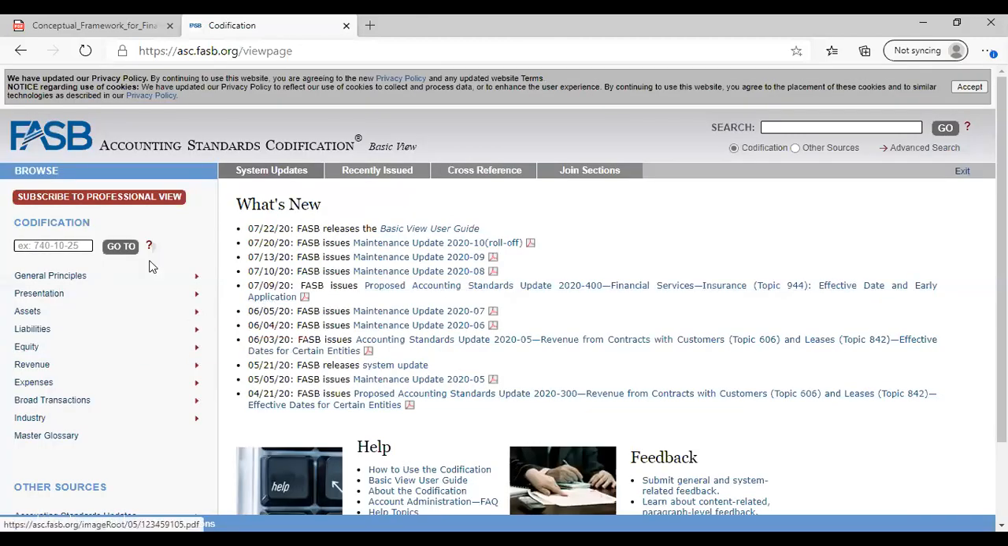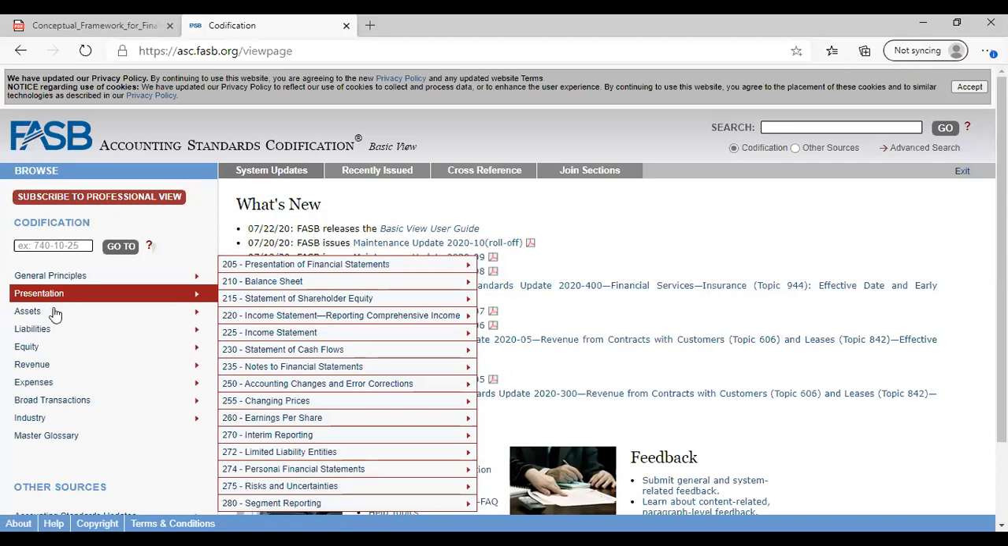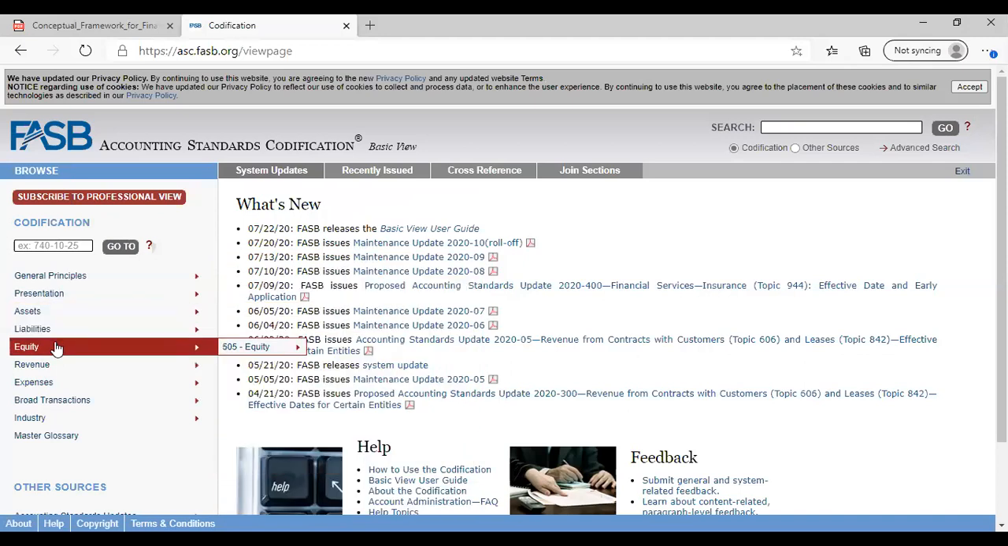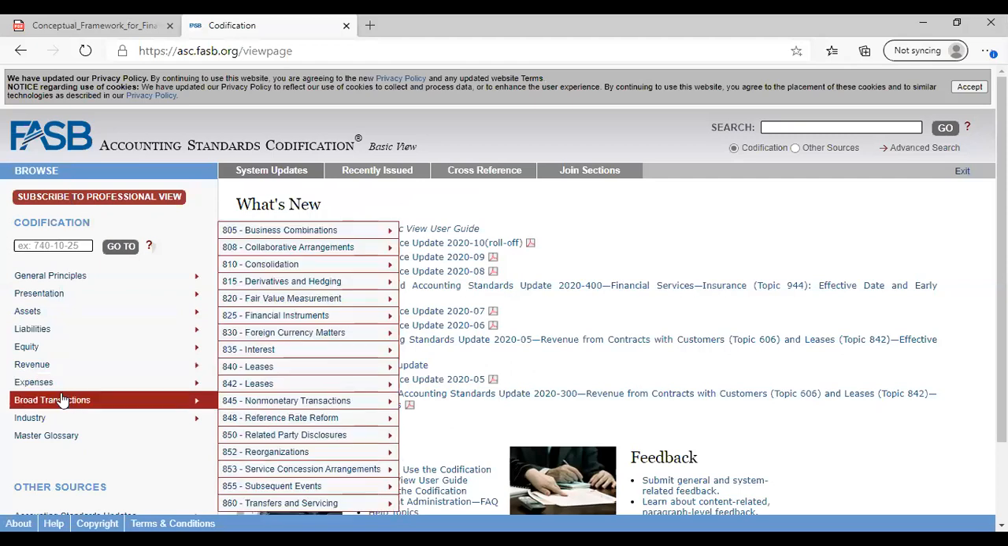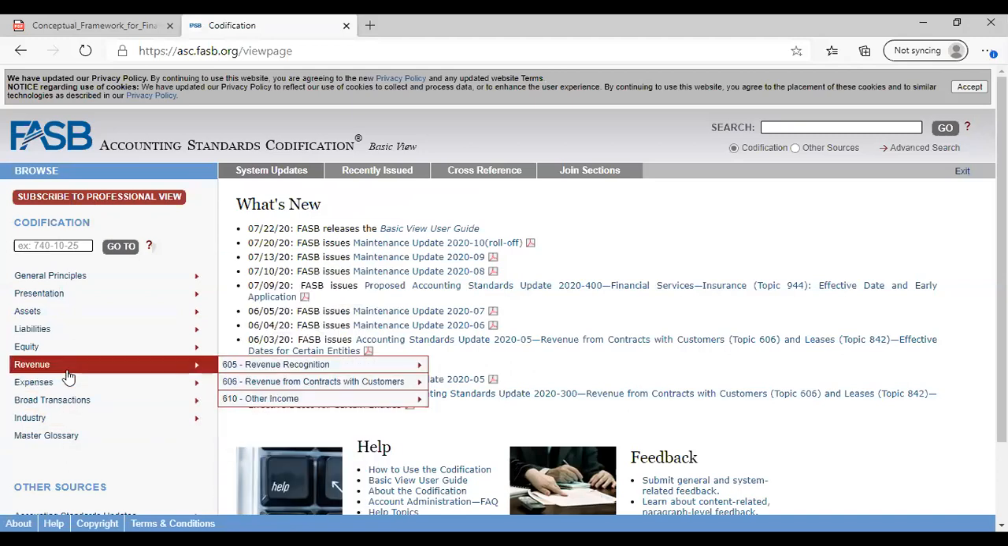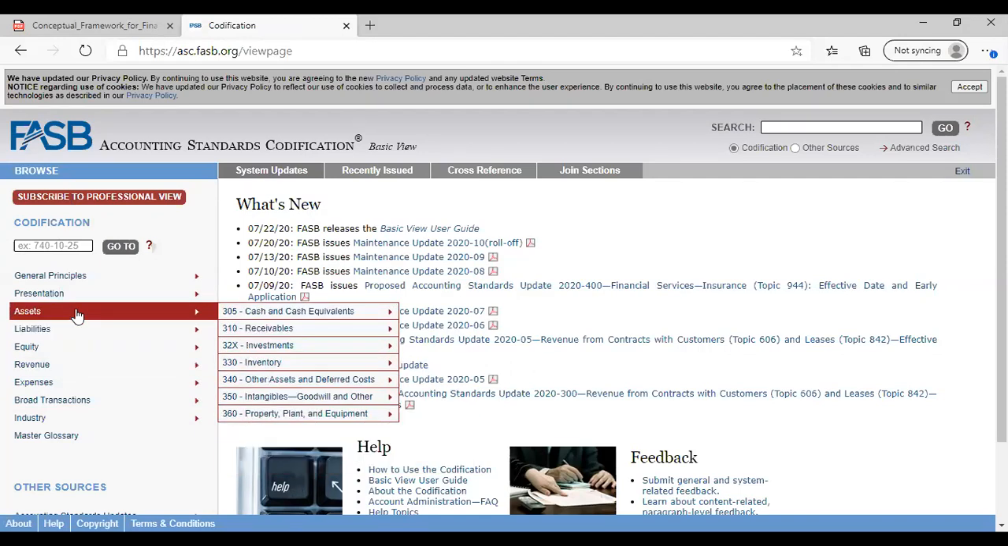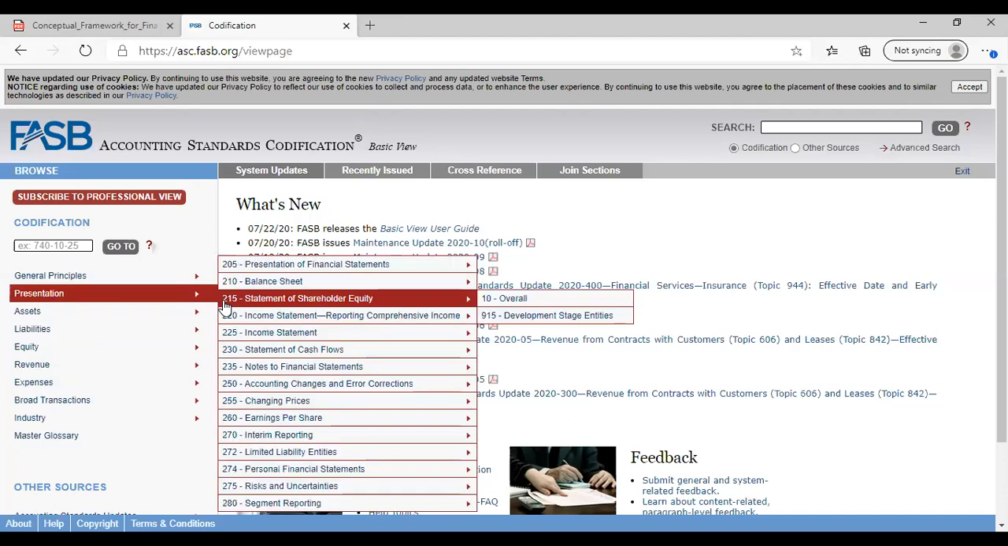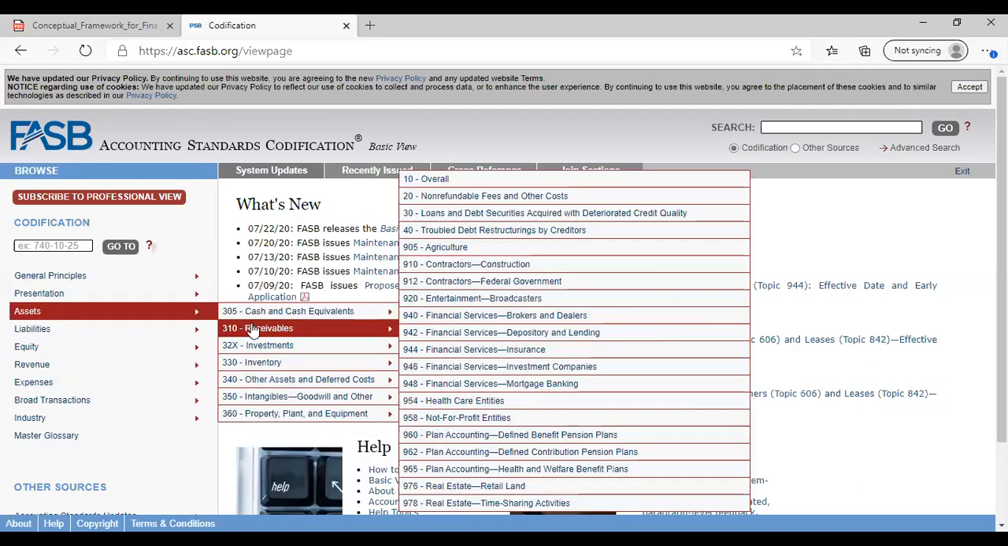Okay, so now here's our codification, and here's how it's divided up: general principles, presentation, assets, liabilities, equity, revenue, expenses, broad transactions, industry, and then a master glossary of it all. This thing is very, very deep, right? We could spend hours and hours going through it, but let's just look at an example. Let's say we want to look at assets, and in assets we want to look at receivables.